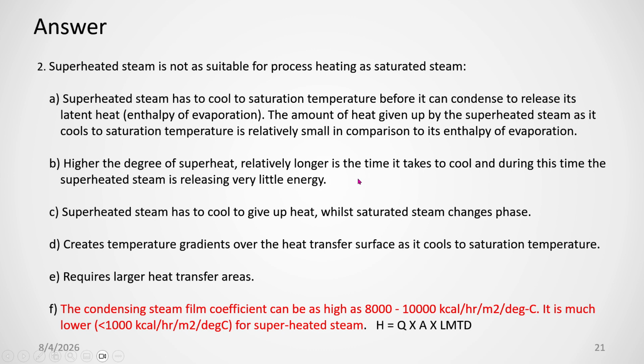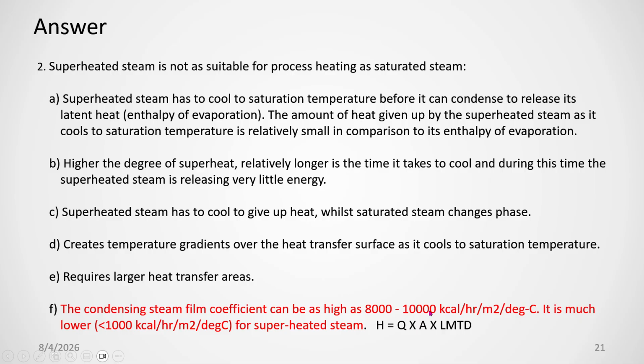That's why your exchanger size will be very big, which is not acceptable. So you have to make a desuperheating zone in your heat exchanger if you are using superheated steam, to cool it fast. Then you can utilize the latent heat of the dry saturated steam to exchange the heat. The superheated steam has to cool to give up heat, creating a temperature gradient over the heat transfer surface as it cools to saturation temperature. This requires a larger heat transfer area, as I have told you.